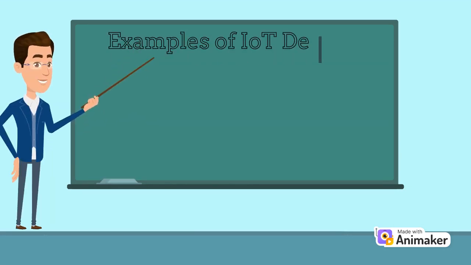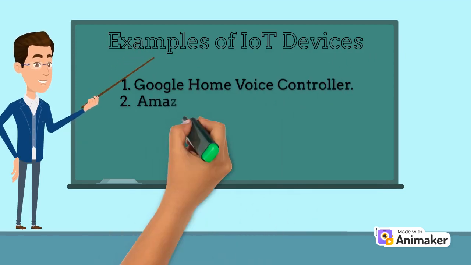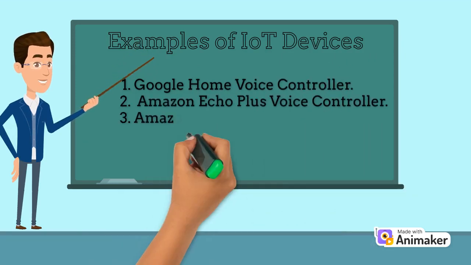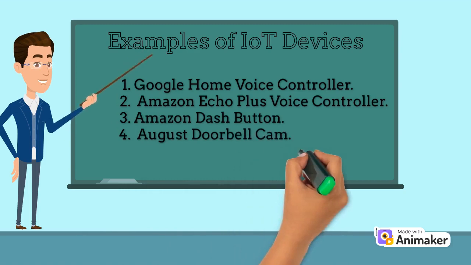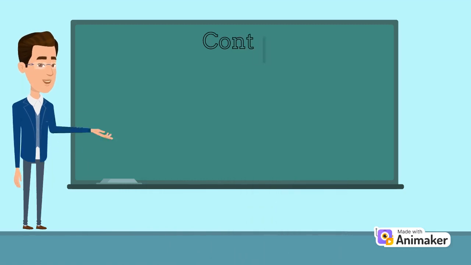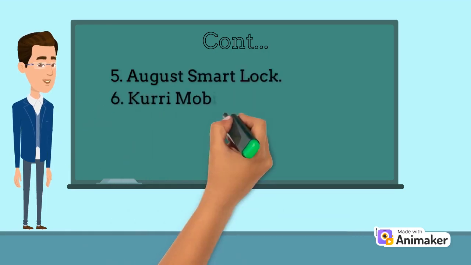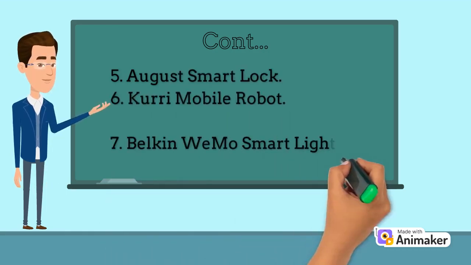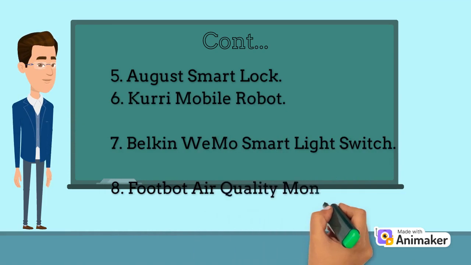Examples of IoT devices: Google Home Voice Controller, Amazon Echo Plus Voice Controller, Amazon Dash Button, August Doorbell Cam, August Smart Lock, Curry Mobile Robot, Belkin Wemo Smart Light Switch, Footbot Air Quality Monitor.